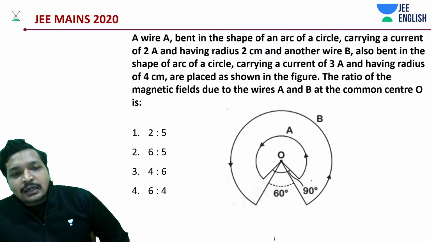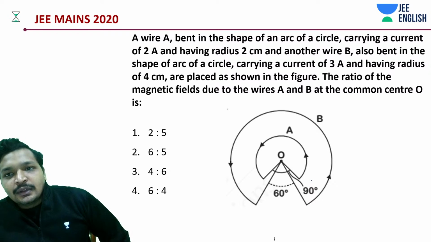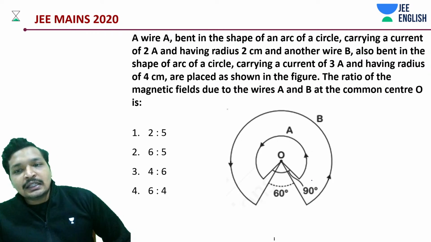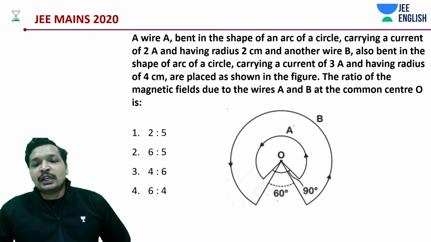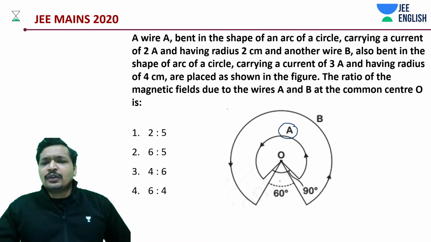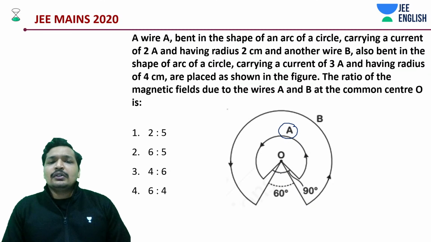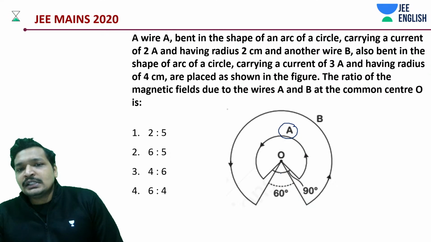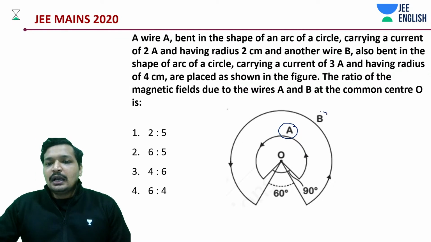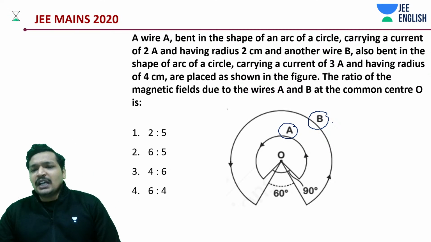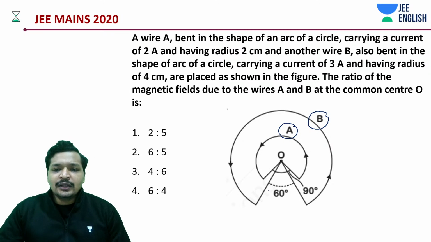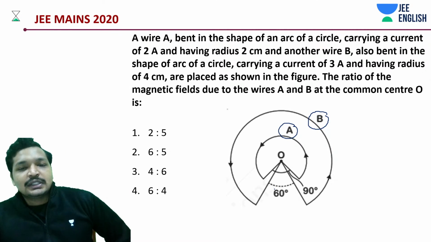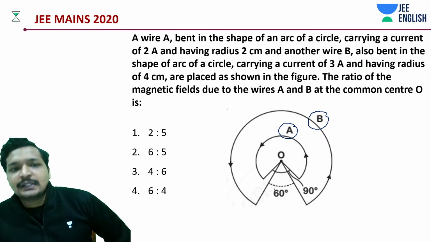A wire A is bent in the shape of a circle carrying a current of 2 ampere, having a radius of, like, 2 centimeters, and another wire B. Okay, this was the wire A. It has some angle theta 1. We need to observe the theta 1 later on. It carries 2 ampere current, and it has a 2 centimeter radius, and there is wire B. This wire B is also bent in the shape of an arc, but this arc probably has some larger theta. I'll come to the theta part, theta 2, and it has 60 degrees here. That means it's 3. Okay. And it carries a current of 3 amperes, and it has a radius of 4 centimeters.